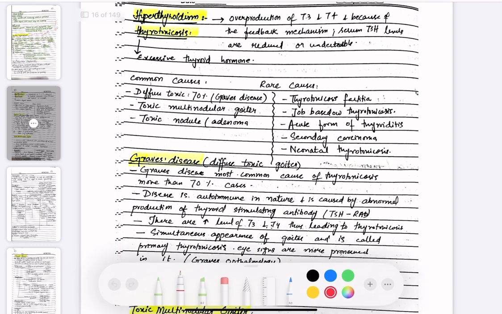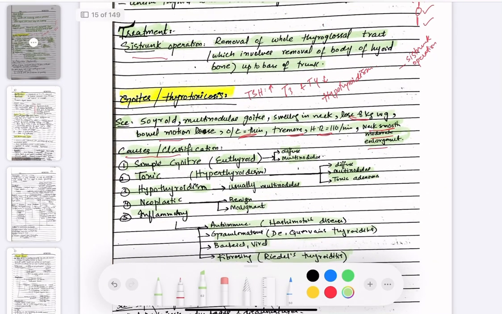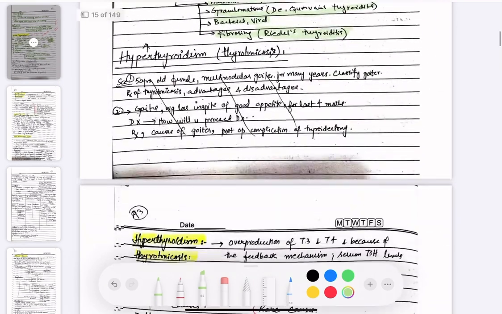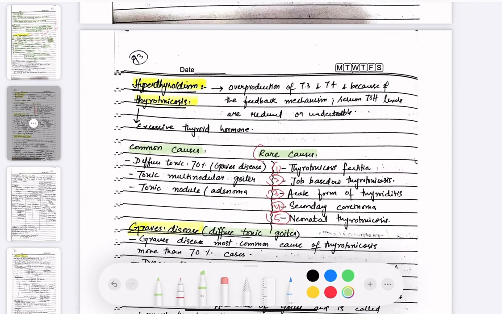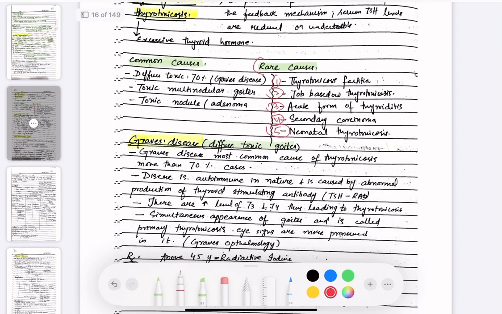These are the rare causes, that is thyrotoxicosis factitia, iodine-induced thyrotoxicosis, acute form of thyroiditis, secondary carcinoma, and neonatal thyrotoxicosis. Okay, now what is Graves' disease? Graves' disease is diffuse toxic goiter. We have discussed goiter, the classification of goiter. Now we will discuss Graves' disease, which is diffuse toxic goiter. The common causes are diffuse toxic Graves' disease, toxic multinodular goiter, and the toxic nodule or adenoma. And the rare causes are thyrotoxicosis factitia, iodine-induced thyrotoxicosis, acute form of thyroiditis, secondary carcinoma, and neonatal thyrotoxicosis.